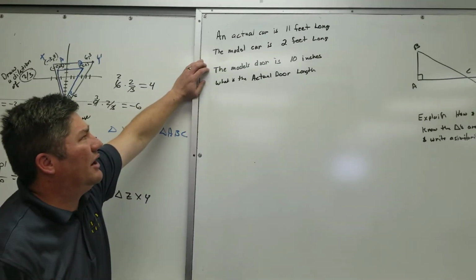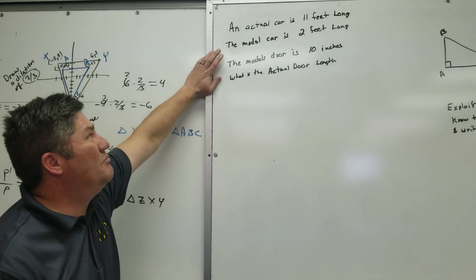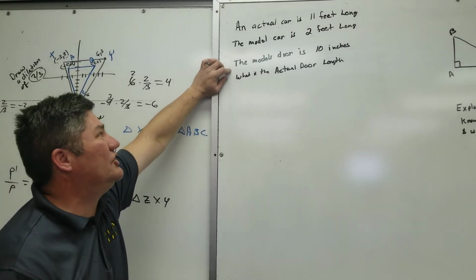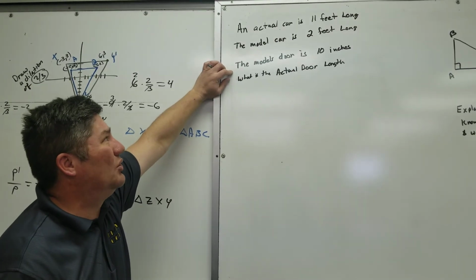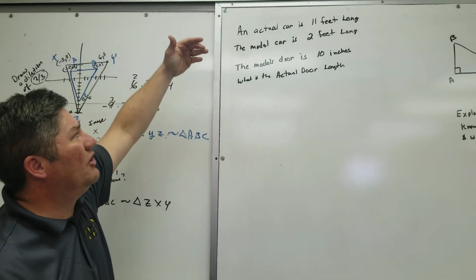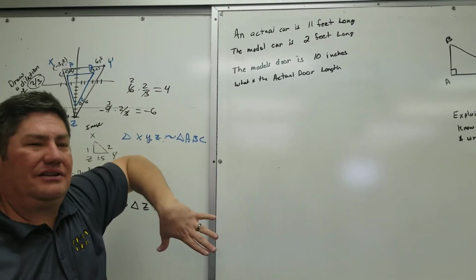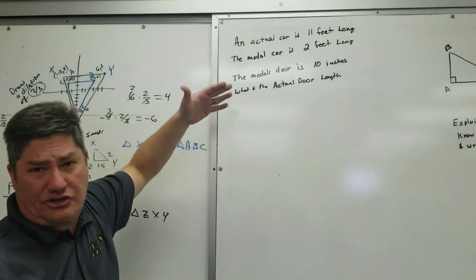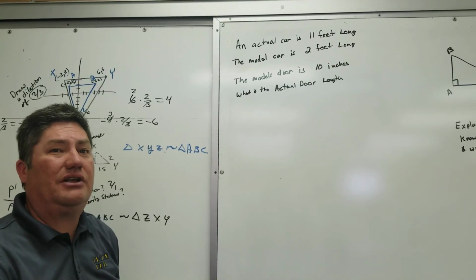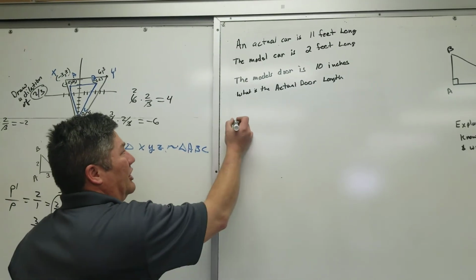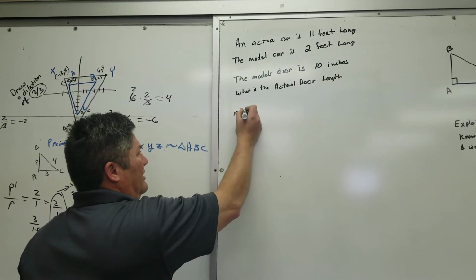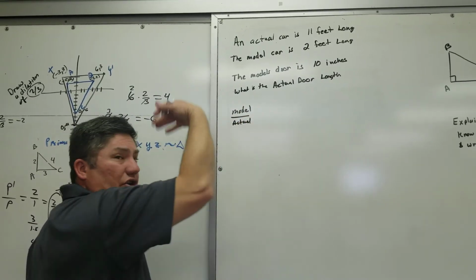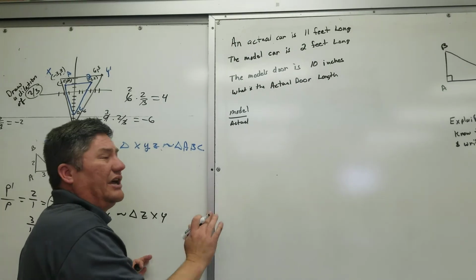Okay, last two. An actual car is 11 feet long, and the model of the car is 2 feet long. The model's door is 10 inches. What's the actual door length? Okay, so I want to go model to what? I want to go model to actual car. Or I can go actual car to model. It doesn't matter how you start. Just realize that that's what you're going to do. I'm going to go from model to actual. Again, you could go actual to model. You just have to write it out to the side to start with.